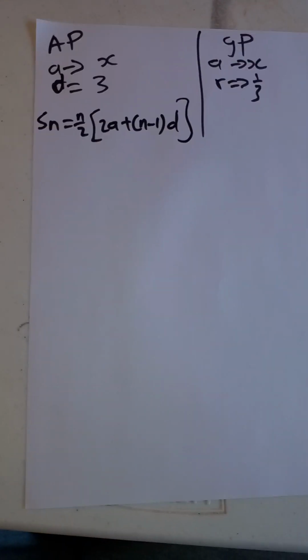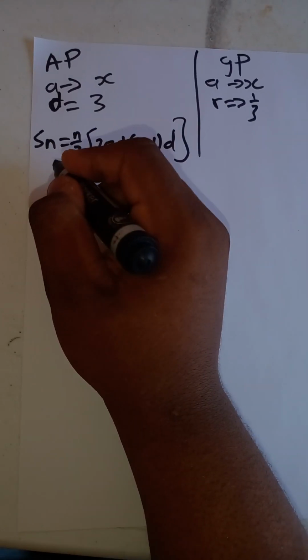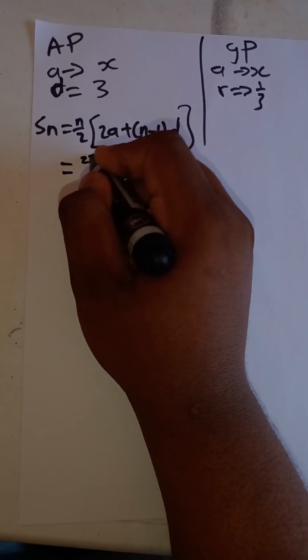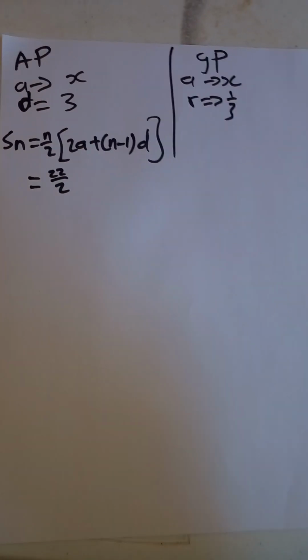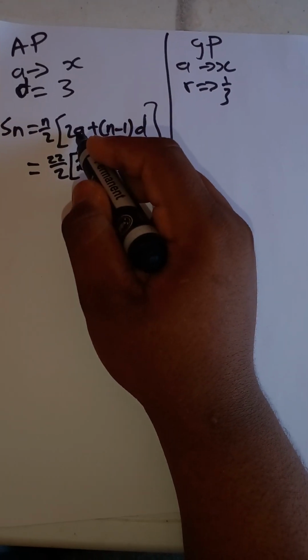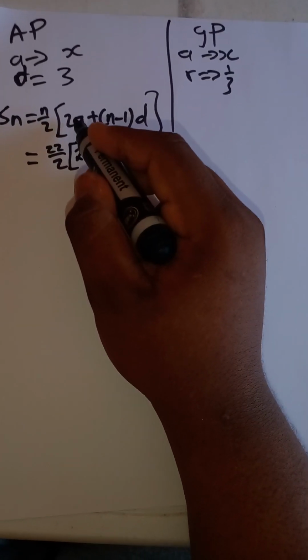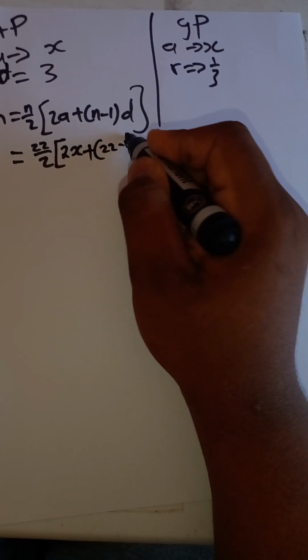Sn is equal to n over 2, 2a plus n minus 1 times d. Now, I can substitute. So the sum, what is n? 22 over 2. I was told it is the first 22 terms, right? And then now 2x. I know that x is the one that I'm looking for. So a is x plus 22 minus 1 times 3.